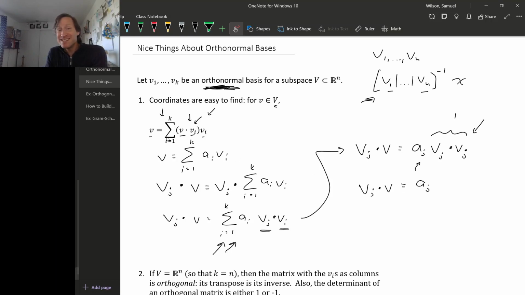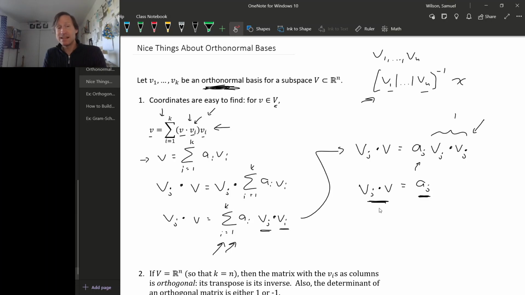And notice that this is exactly what we wanted to prove, right? We proved that the jth coordinate of v relative to this basis is v_j dot v, and that's what this is claiming right here. So this is really one of the main reasons that orthonormal bases are so nice. It's because finding coordinates relative to orthonormal bases is very, very straightforward. It's a very easy computation.